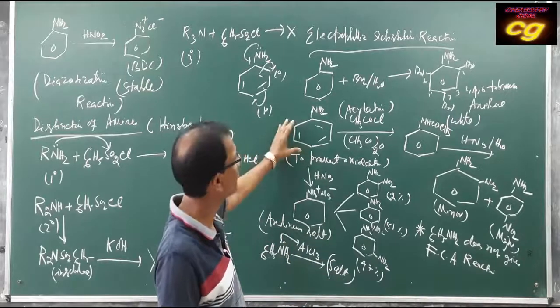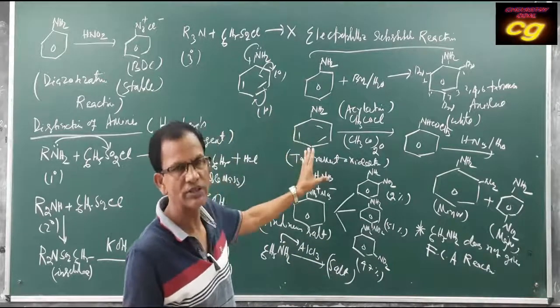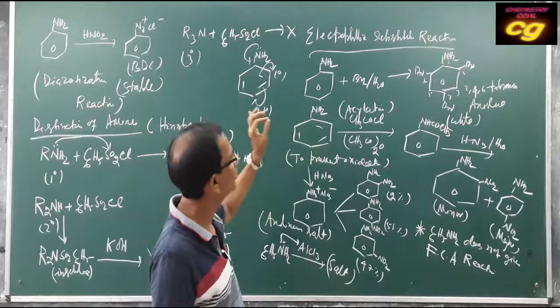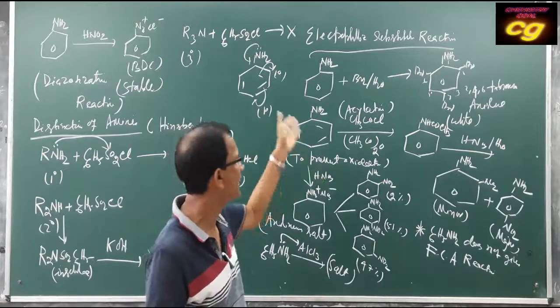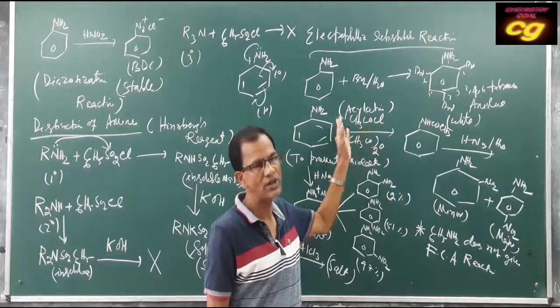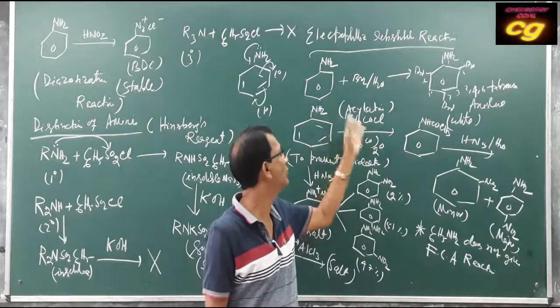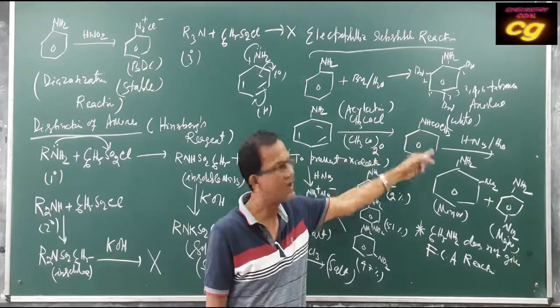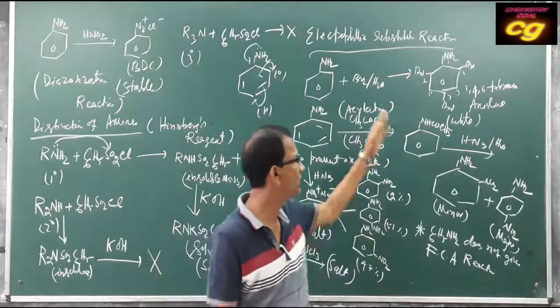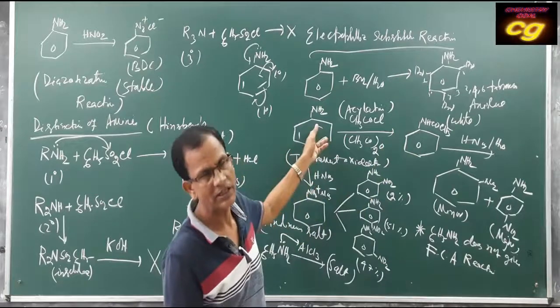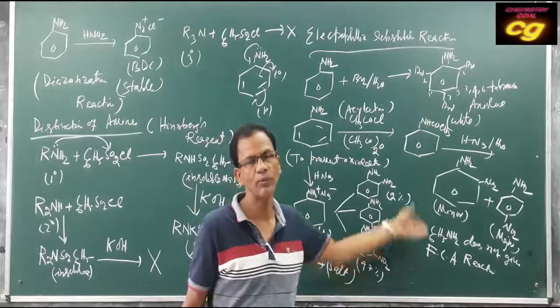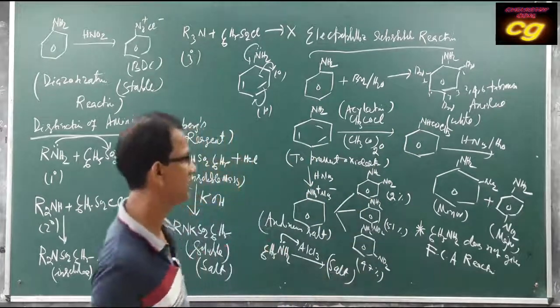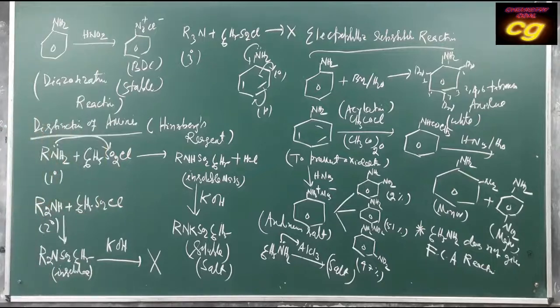But aniline shows electrophilic substitution reaction under specific conditions after acylation. If you acylate aniline, the lone pair of nitrogen is trapped by the carbonyl group, which prevents oxidation of aniline. Then it gives ortho-para derivatives of aniline. So this is a very important reaction.